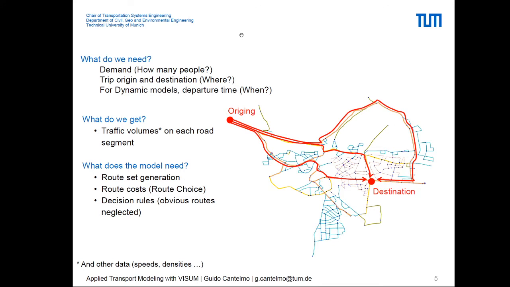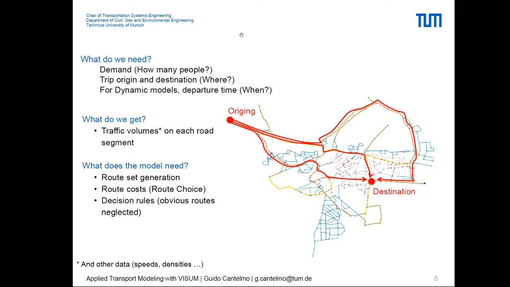So as I was saying before, what do we need? We need the demand, how many people are moving. We need their origin, their destination, where they are coming from and where they are going. And we need, for dynamic models, departure time. Once we have this information, together with the supply characteristics, the traffic assignment model gives us traffic volumes on each road segment. And of course, they give us also other data. They give us speed, densities. If we're talking about public transport, we can also get other information, such as how many people are using this specific line.